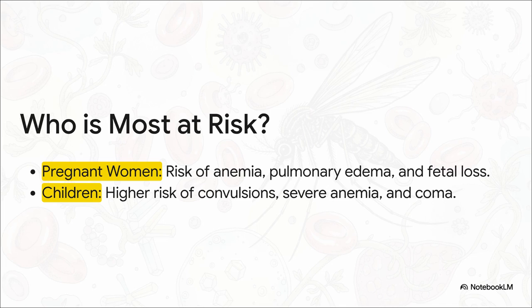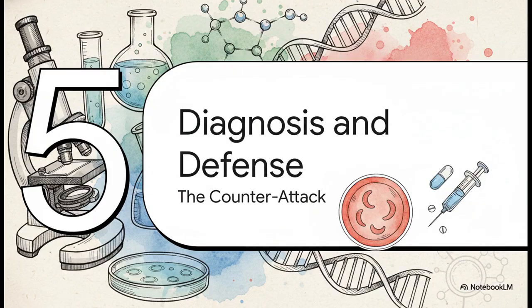Now, while anyone can get severe malaria, some groups are especially vulnerable. For pregnant women, the disease can be catastrophic for both mother and child, leading to severe anemia for the mom and tragic outcomes like fetal loss. And young children, whose immune systems are still developing, are at a much higher risk for the worst complications like coma and life-threatening anemia.